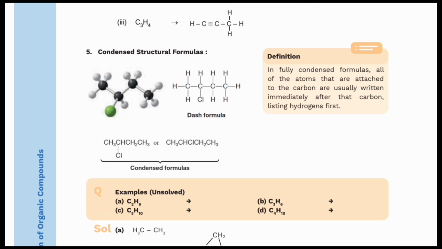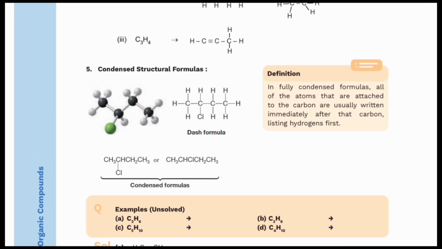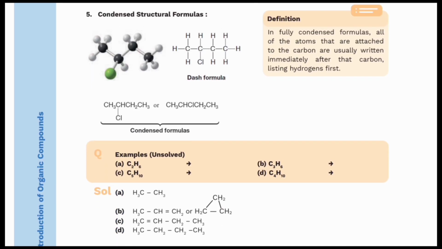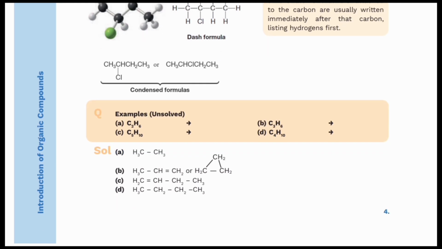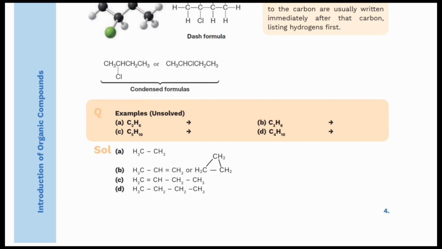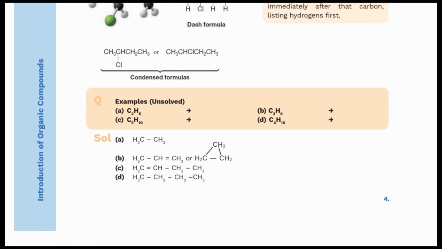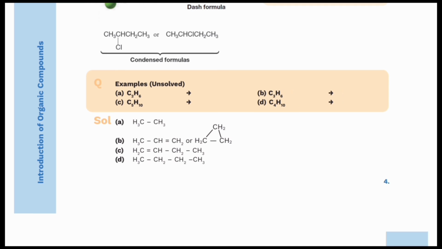So here are some examples: C2H6, C3H6, C5H10, and C4H10. The structures for these will be given, and the answers are given here. You can check your answers after solving these questions, by arranging these structures. This is the molecular formula, and you have to write it in structural formula.